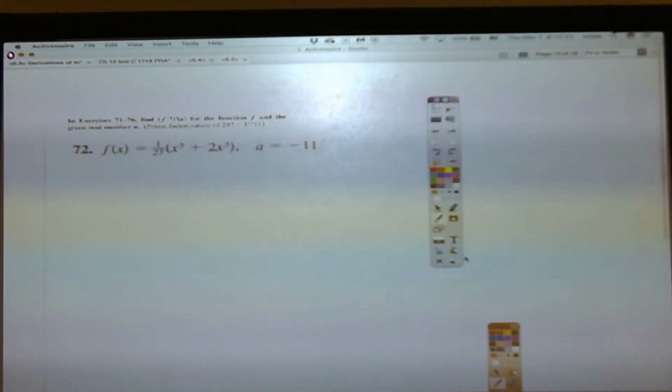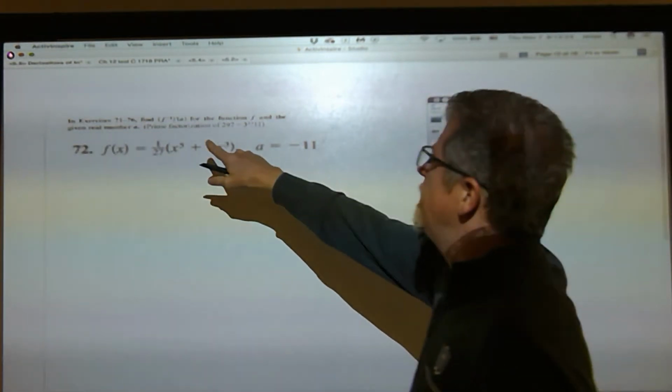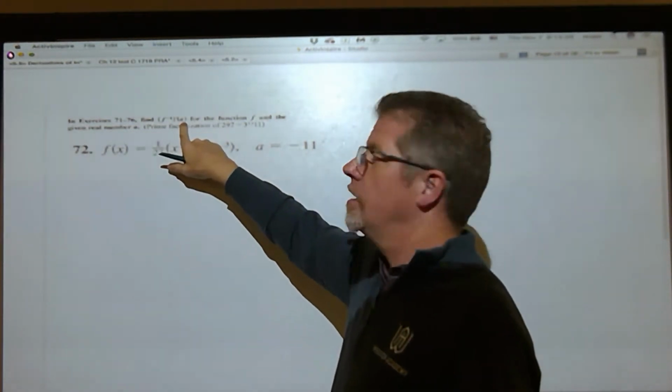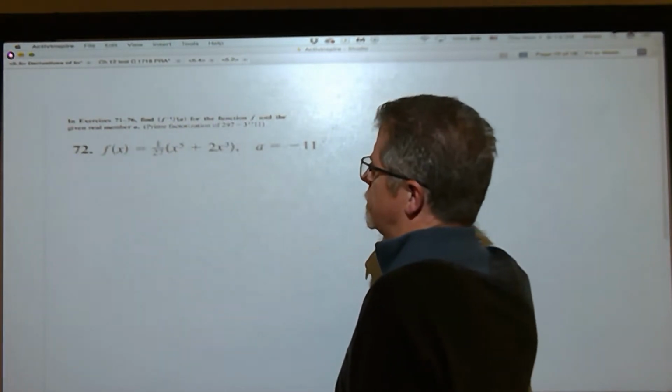Okay, let's do an example. It says, find f inverse prime of A for the function f and the given real number A.